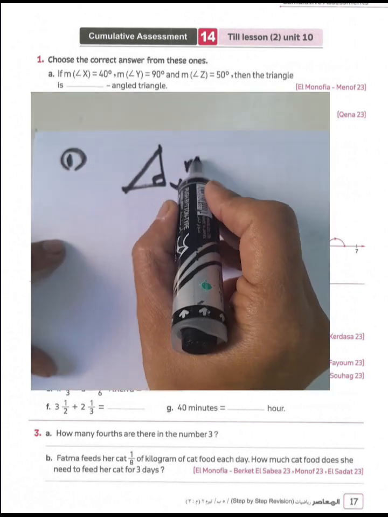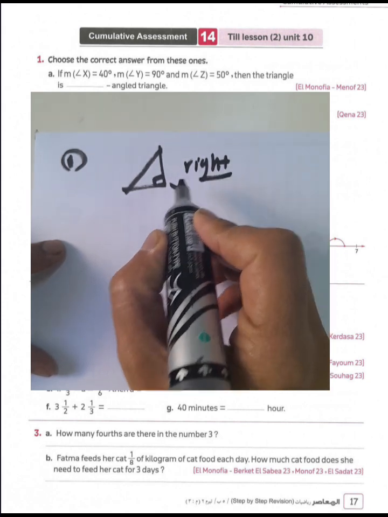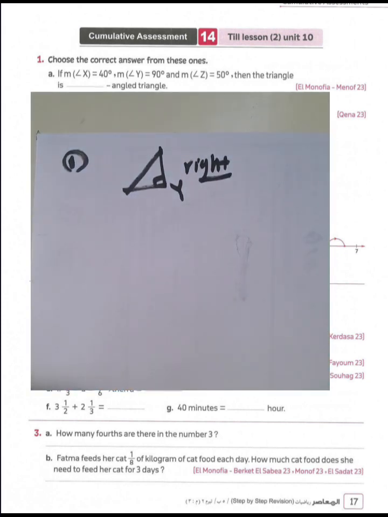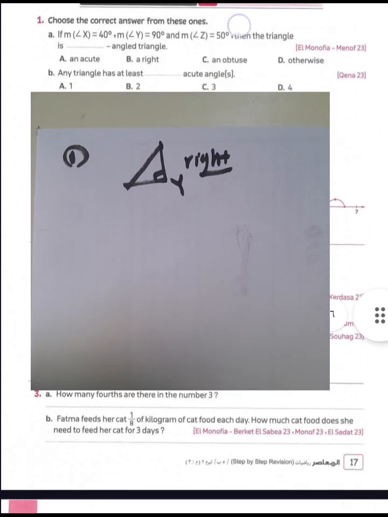Okay, we can write here right. Then the triangle we call a right angle triangle. Next question, letter B.